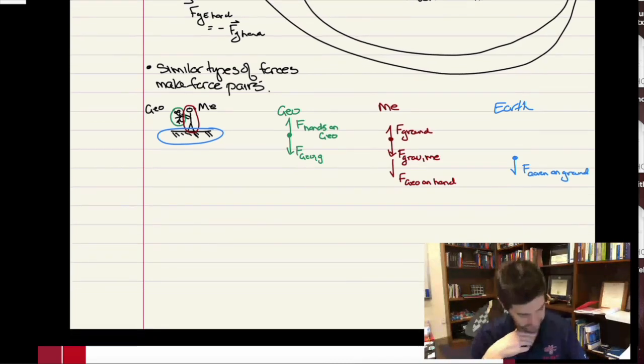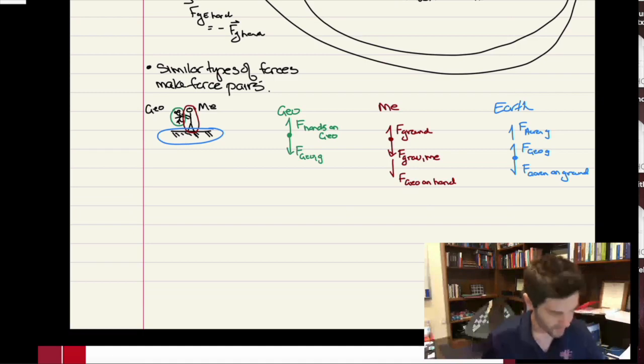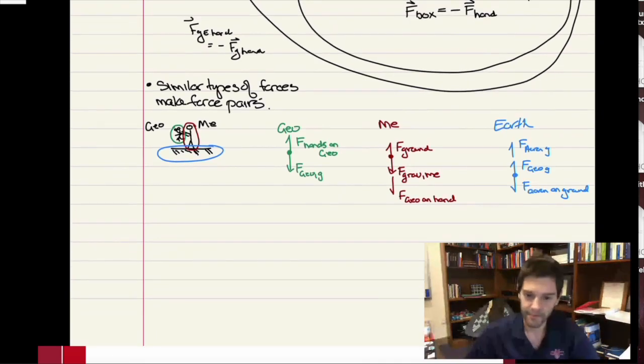But speaking of gravity, the Earth is pulling down on Geo, and the Earth is pulling down on me. So I expect that there will be other gravitational tugs. Geo is also pulling on the Earth. I am also pulling on the Earth. So let's see, 1, 2, 3, 4, 5, 6, 7, 8. It's an even number. That is promising. So now we can try to identify which of these are force pairs.